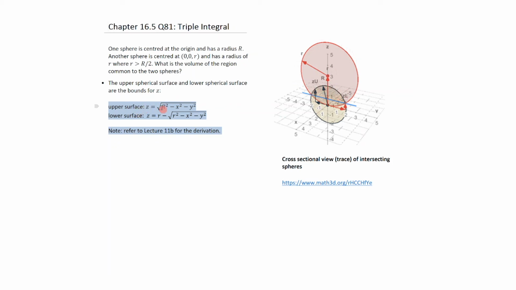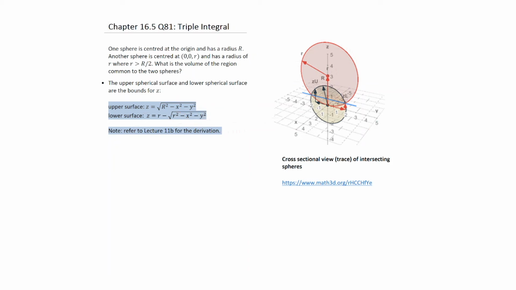You can express that as the square root of R squared minus x squared minus y squared. The lower surface, which is going to be this one here, we have already gone through the derivation of it. If you want to refer to it, it's in lecture 11b. That lower surface had an equation r minus the square root of r squared minus x squared minus y squared. And so we have z here in terms of x and y.